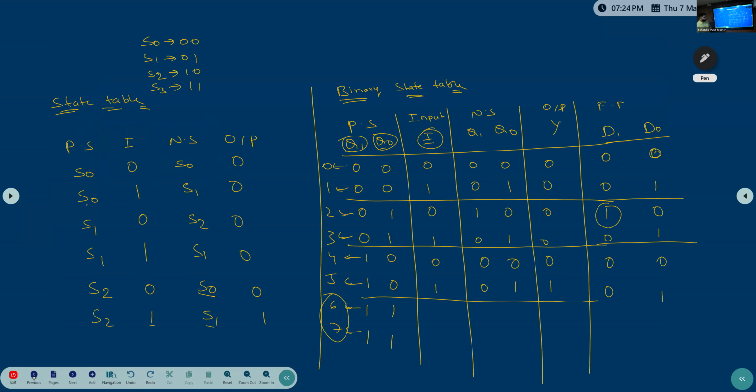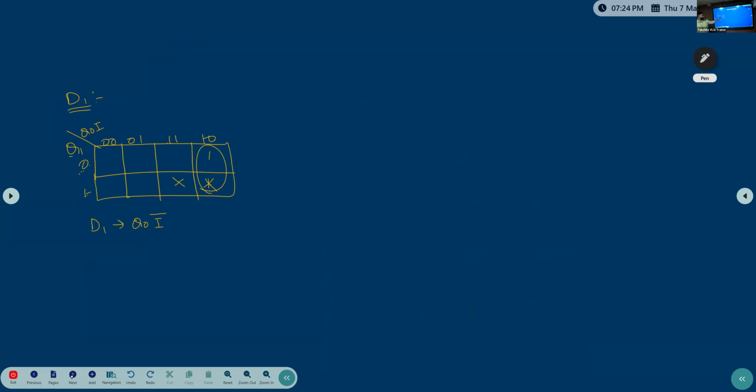Immediately you can write. It is high at only one case. What is the value? So in this only case it is here, right? Q1 bar is there, Q0 is there, I bar. You can take this one also, but the number of gates will increase. If you go with the K-map, then the number of gates will decrease. So this is Q0 I bar. Clear? This is the equation.